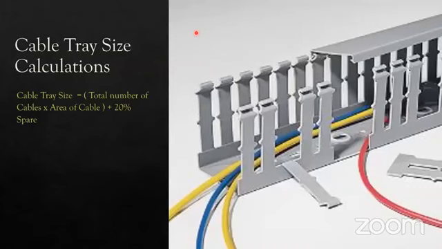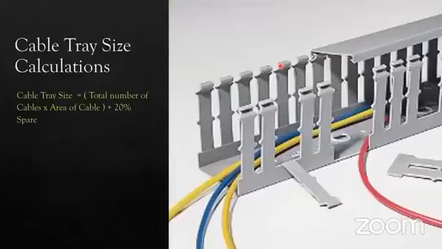Now we have cable tray size calculation. For cable tray size calculation, we have a general formula, that is total number of cables into area of cable. So if you have 10 cables of 10 mm square, then that will be 10 into 10, 100, plus we put some spare over here, so that in case of future requirements, you can always have some space. So that is the basic formula we follow for the cable tray calculations. There are various kinds of cable trays in the panel. These are the general types of cable ducts used these days.